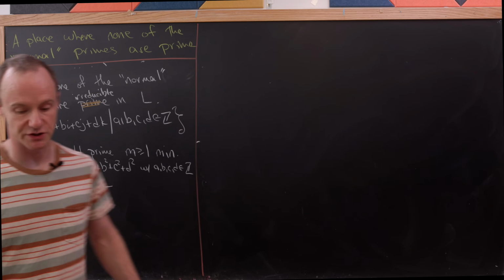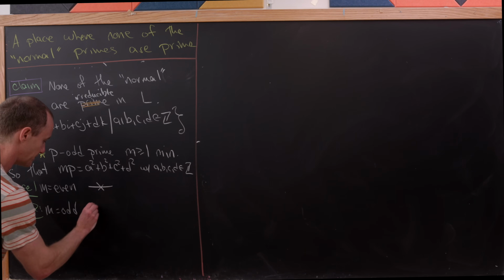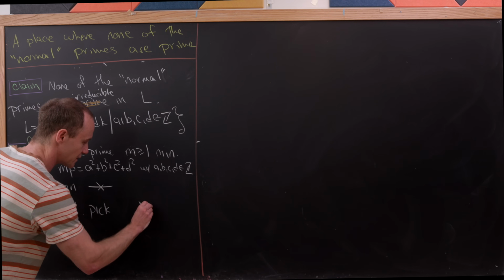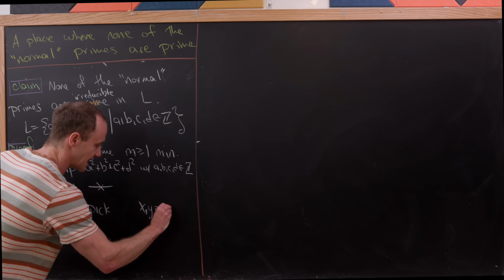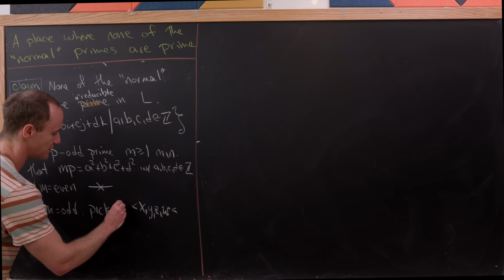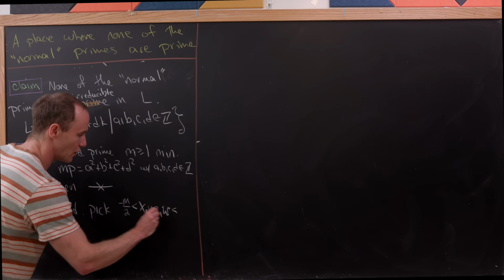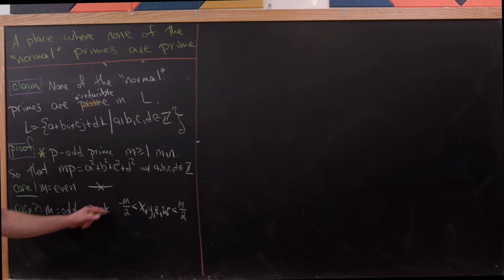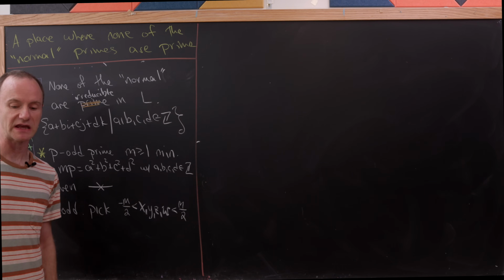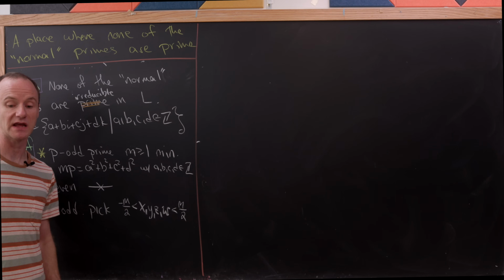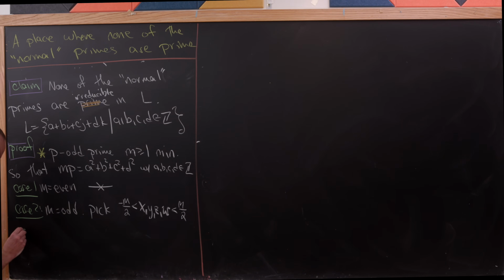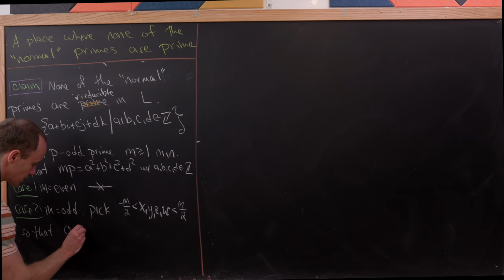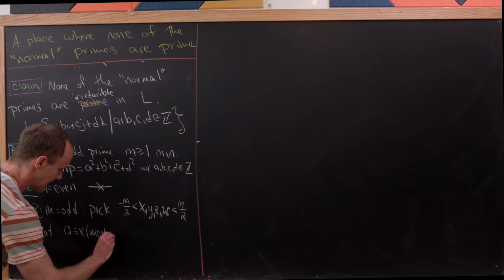So here's what we're going to do here. Let's pick some numbers. We'll call them x, y, z, and w, and they're going to be between minus m over 2 and plus m over 2. Notice that these are half integers, so it can't be equal to either of those, but it can be in between those, so that we have a is congruent to x mod m.